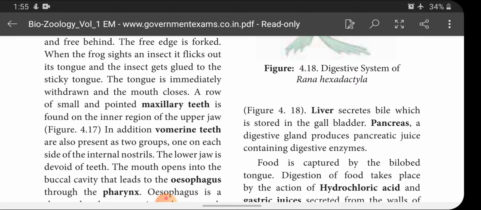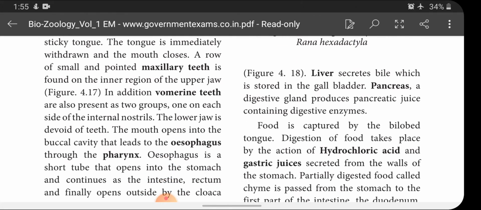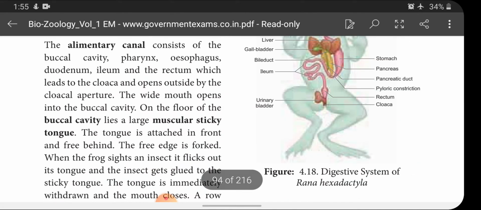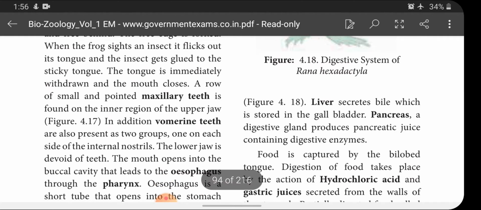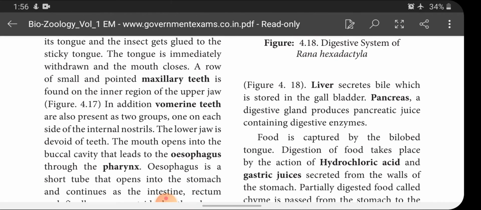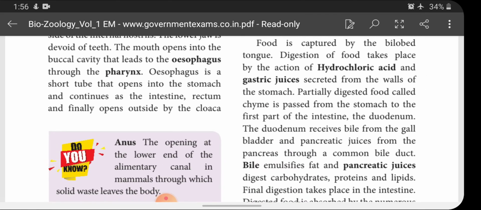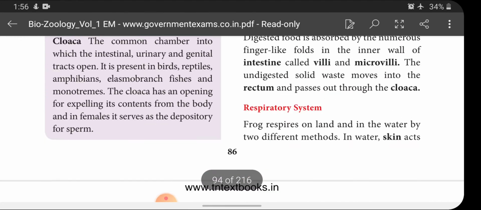The mouth opens into the buccal cavity that leads to the esophagus through the pharynx. The esophagus is a short tube that opens into the stomach and continues as the intestine, rectum and finally opens outside by the cloaca. I hope you could understand this structure. The stomach continues as the intestine. The intestine opens into the rectum and finally opens outside by the cloaca.